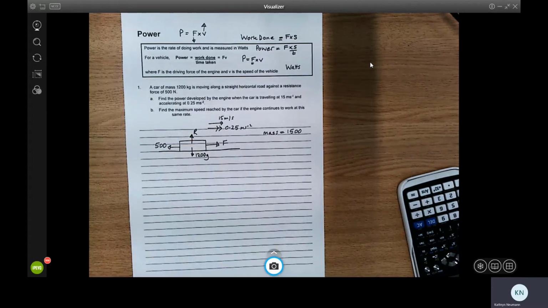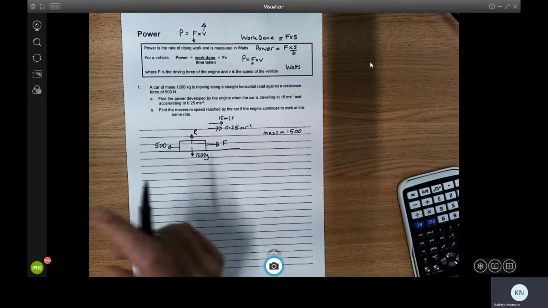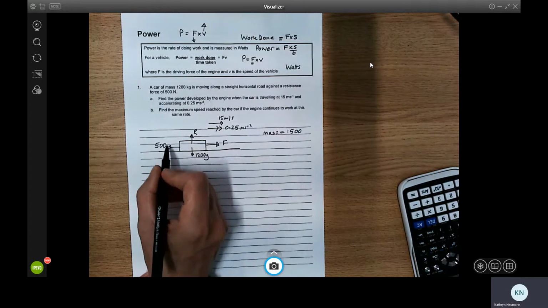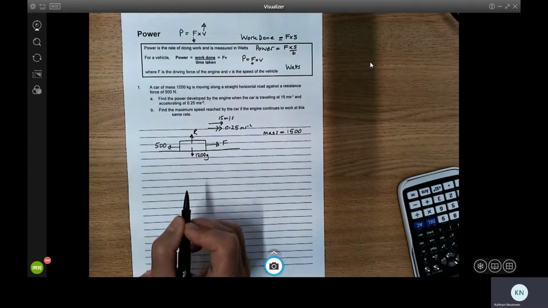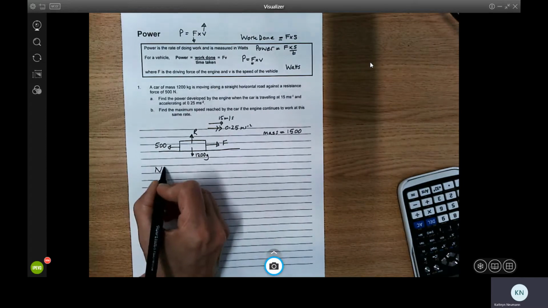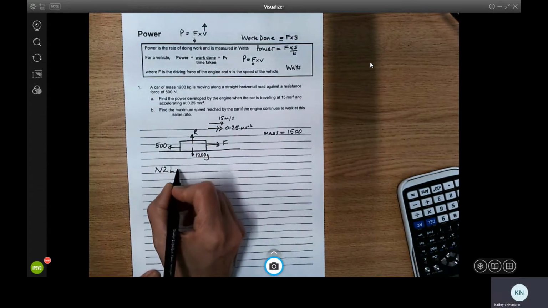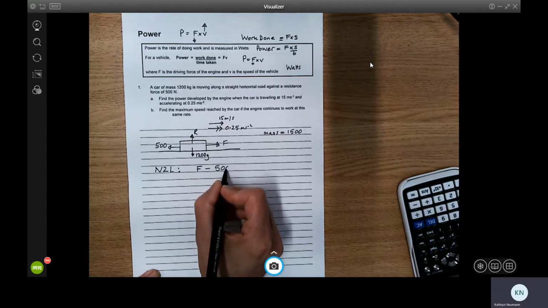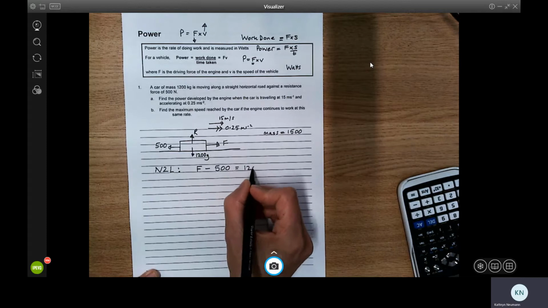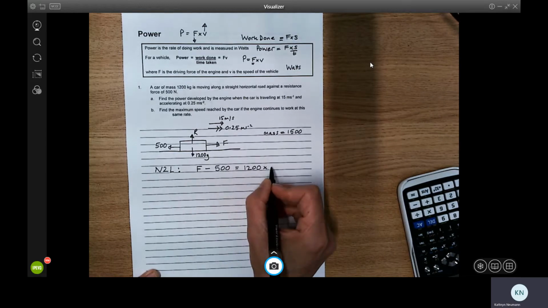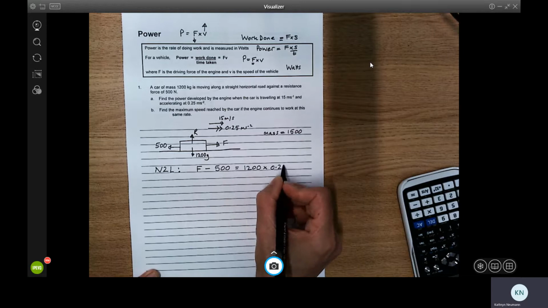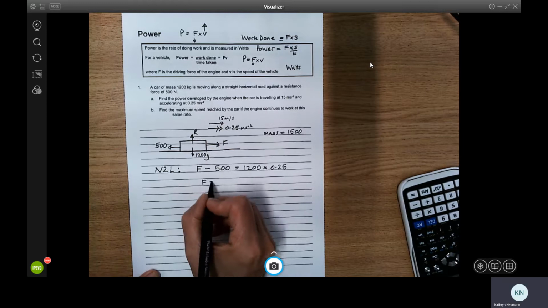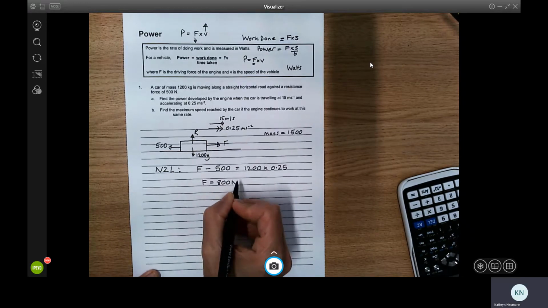Our first approach here is going to be to draw a large diagram and mark all the forces on. In this question, we don't need the coefficient of friction. We are given the resistive force. So we're going to apply Newton's second law, which is F equals ma. So we've got the forwards force F minus the resistive force of 500 is the mass of 1,200 multiplied by the acceleration, which we are given in the question as 0.25. And rearranging this, we get that the forwards force is 800 newtons.